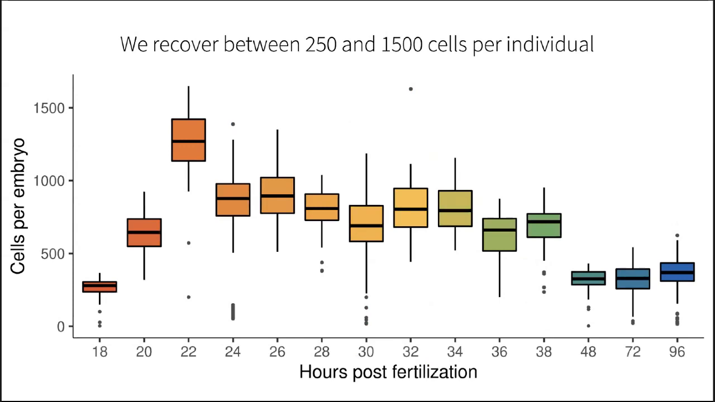And we can tell that we're sampling about 1,000 cells per embryo. It's not completely even over the time course because we're devoting more sequencing to certain time points than others, but that gives you a sense for how much we're sampling from each individual.